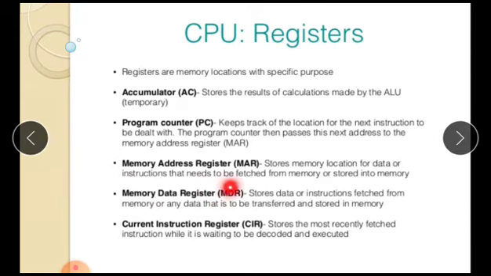Next, the memory data register stores data or instruction fetched from the memory and any data that is to be transferred or stored in memory. So memory data register data को होल्ड करता है, and memory address register एड्रेस को होल्ड करता है. And next, the current instruction register stores the most recently fetched instruction while it is waiting to be decoded or executed.